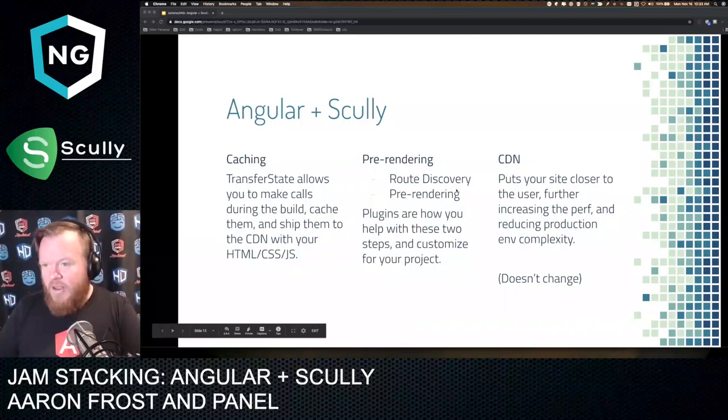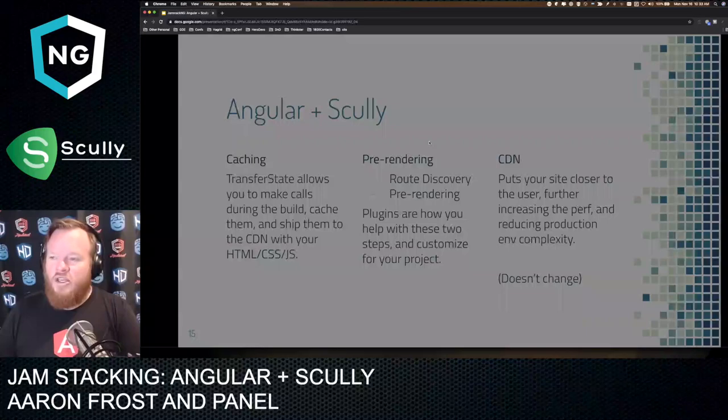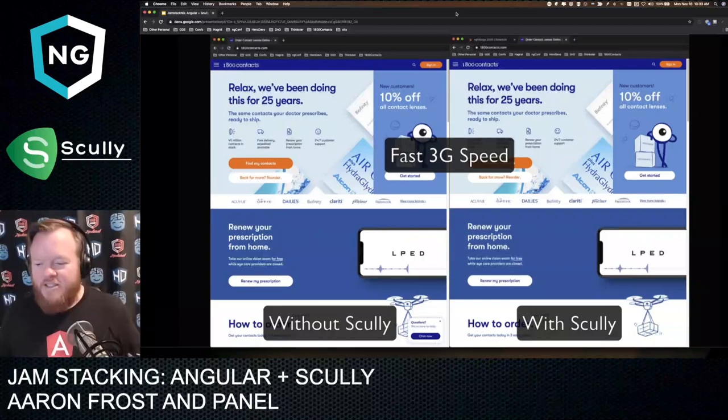All right. So the CDN portion of Jamstack with Angular doesn't really change. So we're going to focus on caching, pre-rendering, and some of the other tooling for contextual data loading that you now need to consider once you get into an Angular app. So this website is 1-800 Contacts. These are one of the first users of Scully.